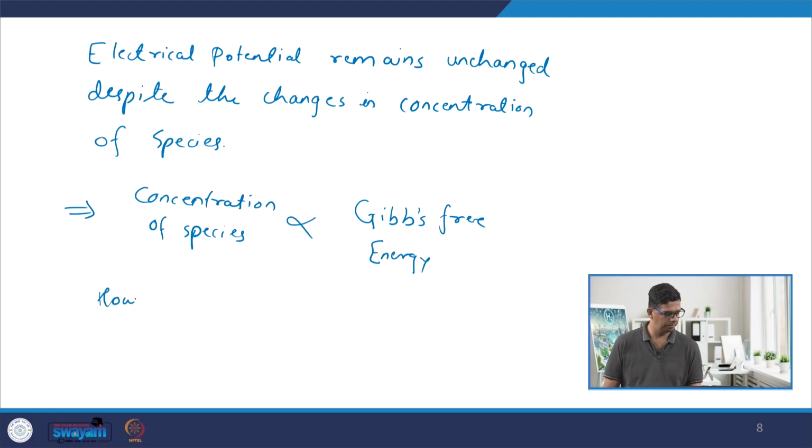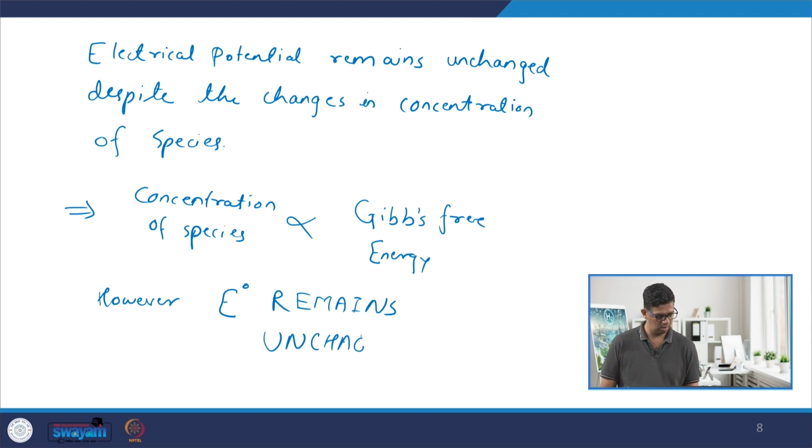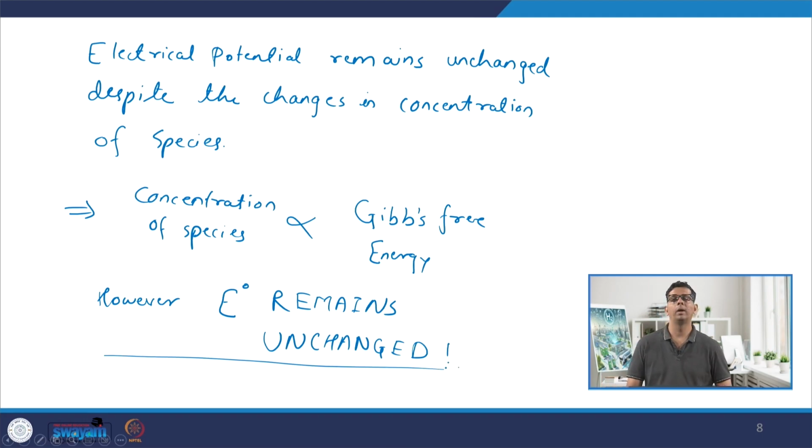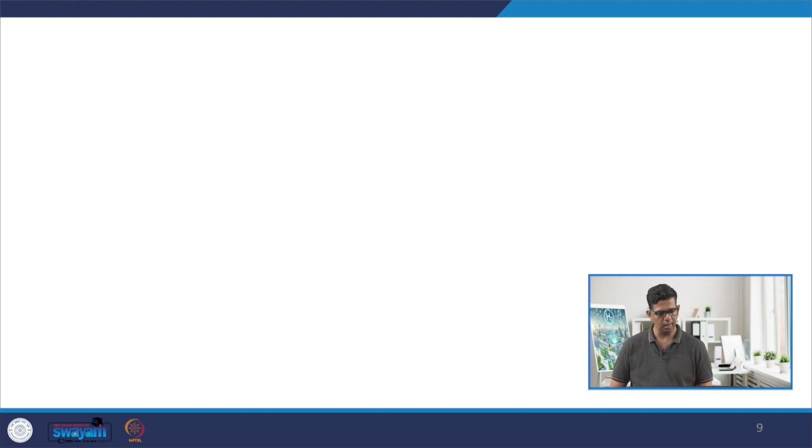However, the reversible cell potential, that is E naught, remains unchanged. Very important conclusion. So, no matter how you change the concentration of the species, you increase its concentration, decrease the concentration, the Gibbs free energy will change, but what does not change is its output, what you see at the terminals of the cell, the E naught remains unchanged. Let us move on. Let us find another example.